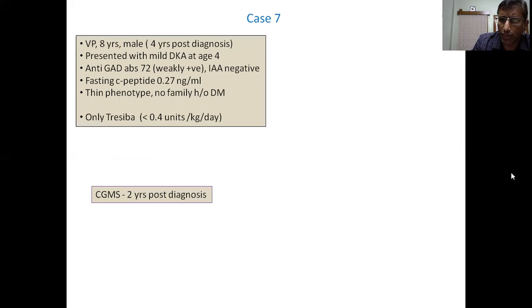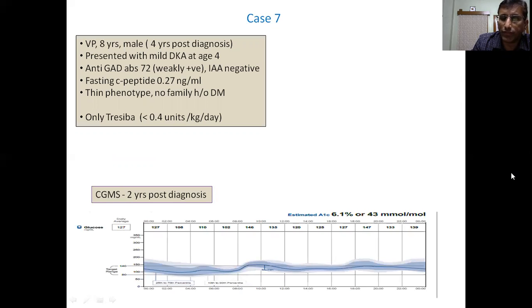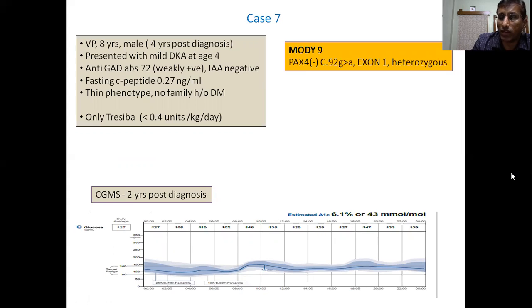And 2 years post-diagnosis, the CGM was near perfect in target range. So very atypical to have such a glycemic curve in type 1. So the suspicion was to look for any other type of diabetes in this child. So when we did a MODY panel, it came as PAX4 heterozygous variant, which falls under MODY type 9.